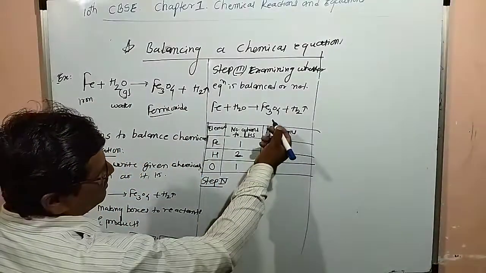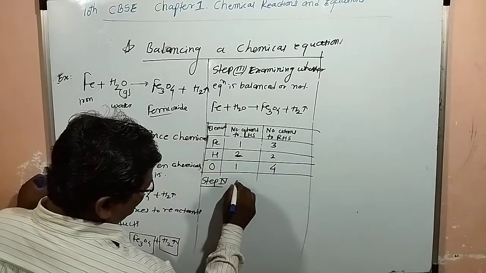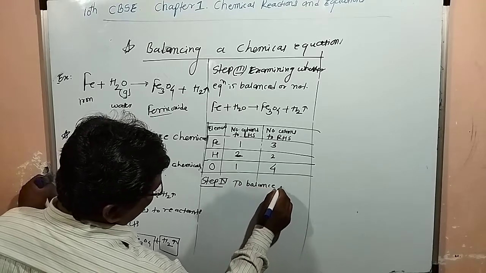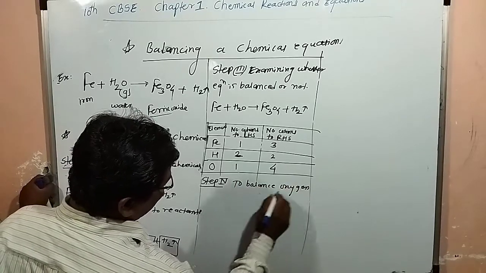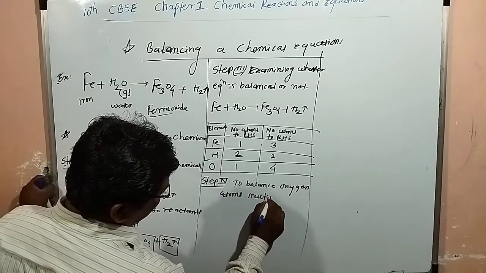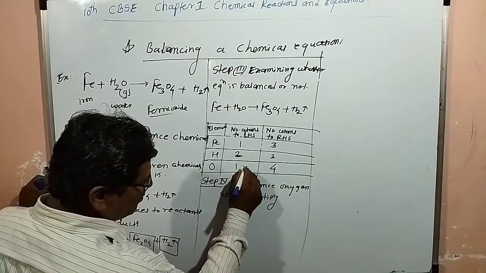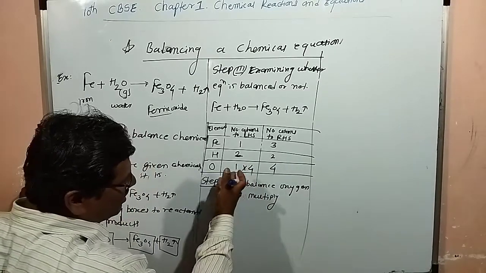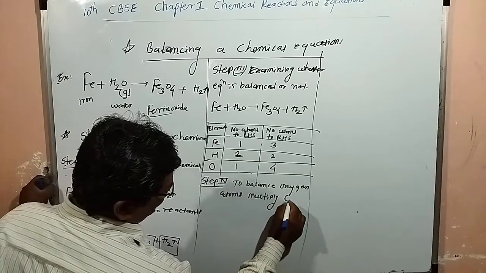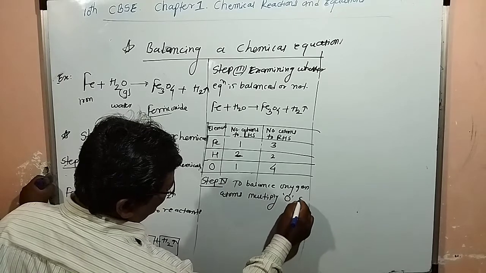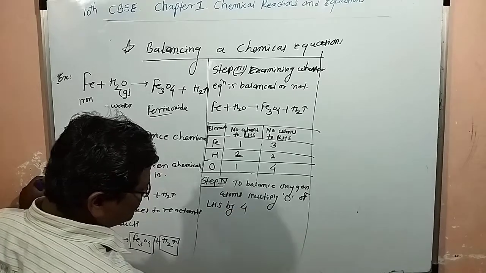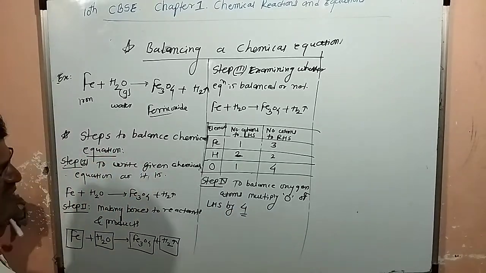So here we will consider first oxygen. To balance oxygen atoms, you have to multiply here. If you multiply here by 4, then it will get balanced. So multiply oxygen of LHS by 4. You have to multiply oxygen of LHS by 4.